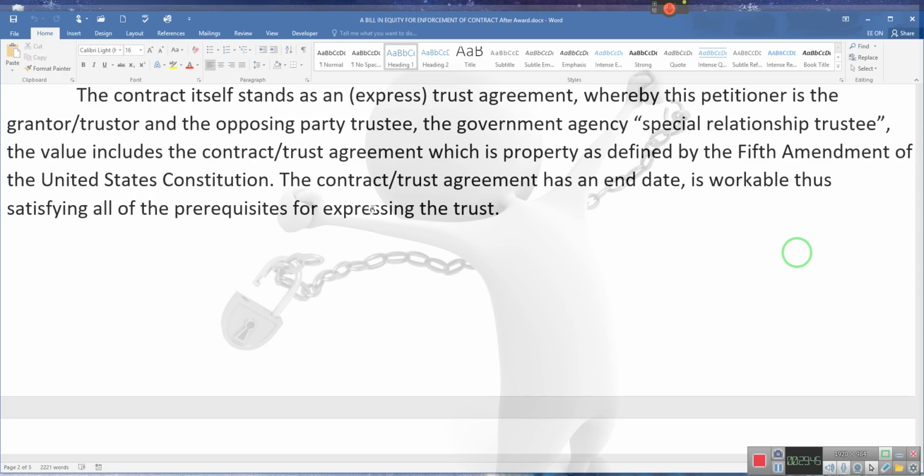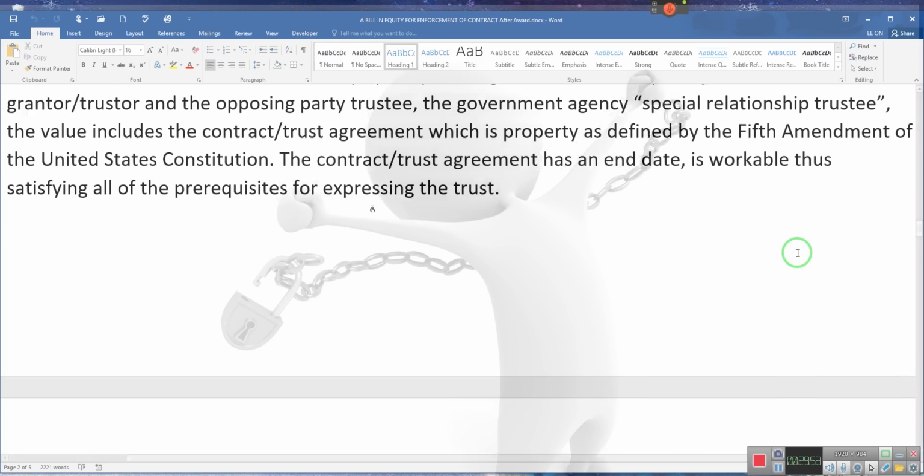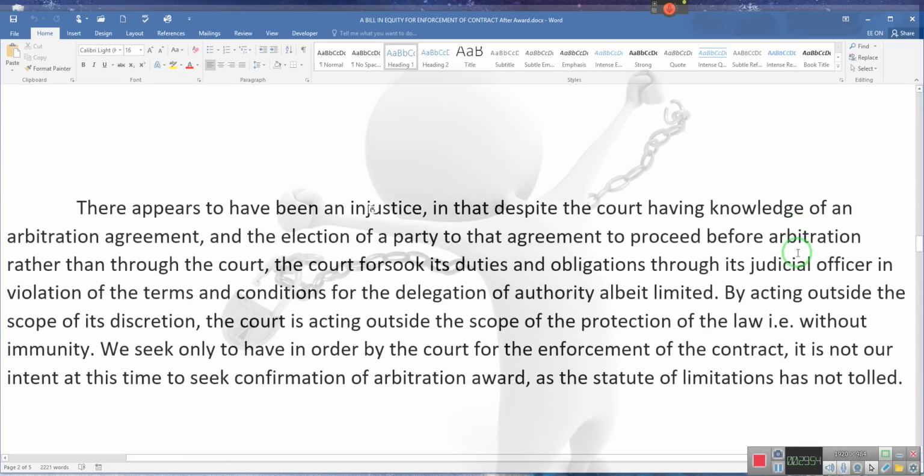And it must have an expiration date. Expiration date. Those are the 5 elements to a trust. Okay, that's what this paragraph is showing, that there are those 6 elements.